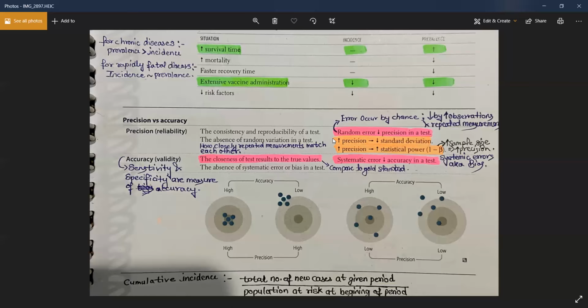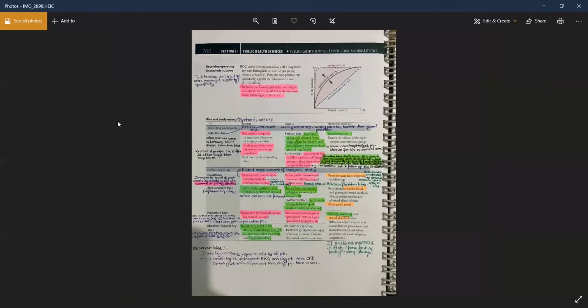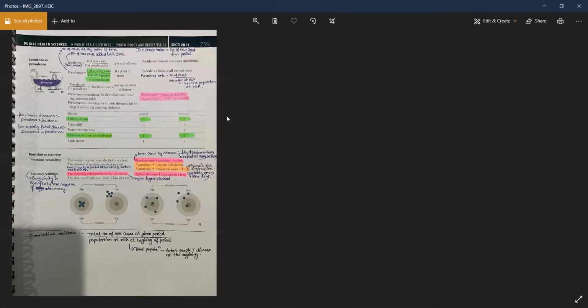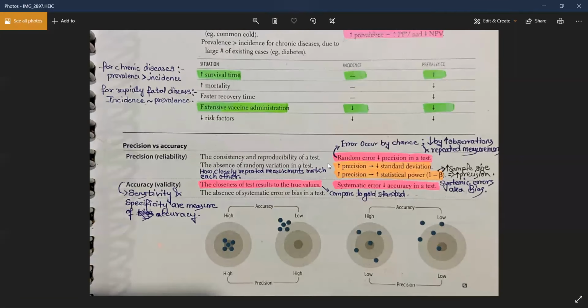Okay, and one more thing, all of these are random errors. They all are errors which occur by chance. All the errors that you study here, the bias and the study errors, or the systematic errors I should say, they all can reduce the precision of the test. And whenever you increase the precision of the test, you can easily increase the statistical power.